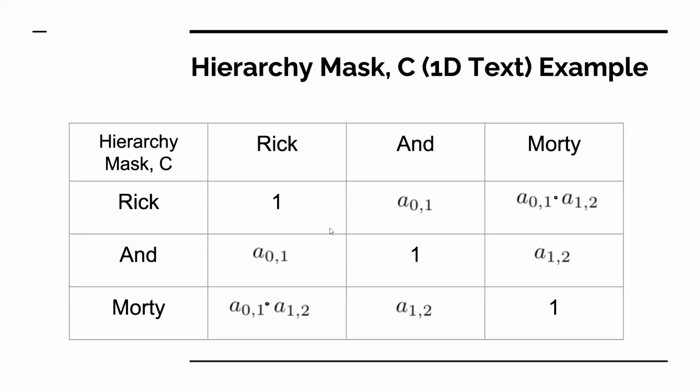So notice how the diagonals are all ones, and this is actually a symmetric matrix. So the values are same on either triangles. And I want to highlight the computation of the tendency to merge for Rick and Morty in this column right here. So like I said, you got a chain multiplication. So you got A01 to A12 since Rick is 0 and Morty is 2. So yeah, 0, 1, 1, 2, and you get the value.